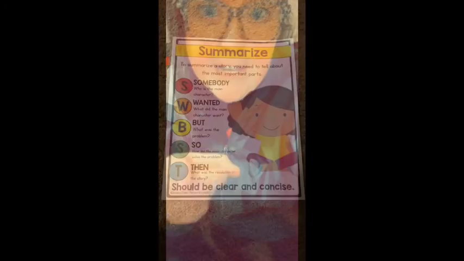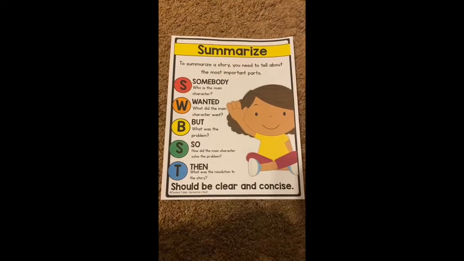Fourth graders, this is Miss Johnson from Westview Elementary, and I have come on to show you and model for you how to write a fictional summary using a strategy called SWBST. So, stay tuned.